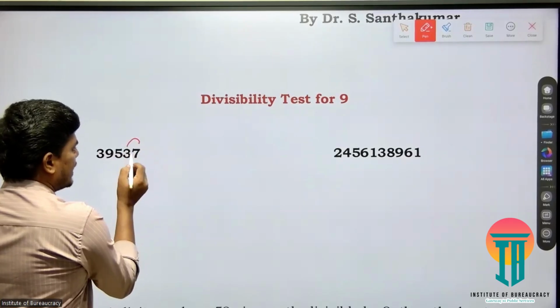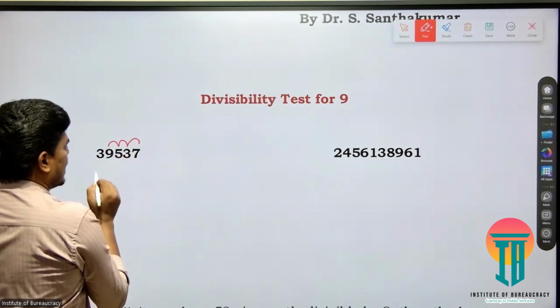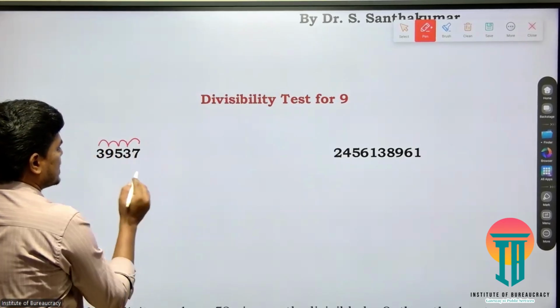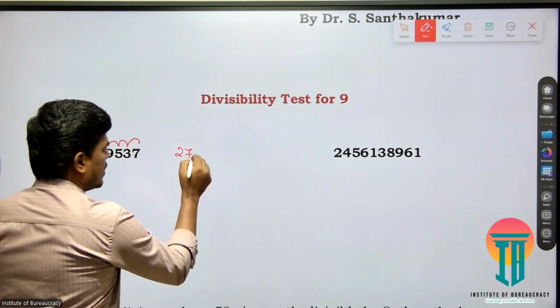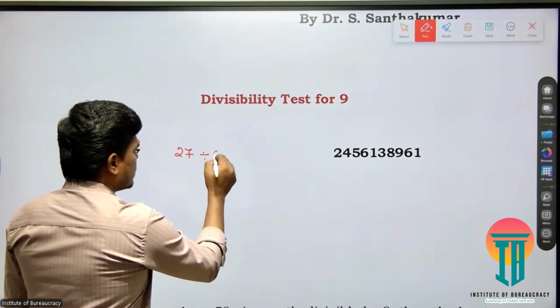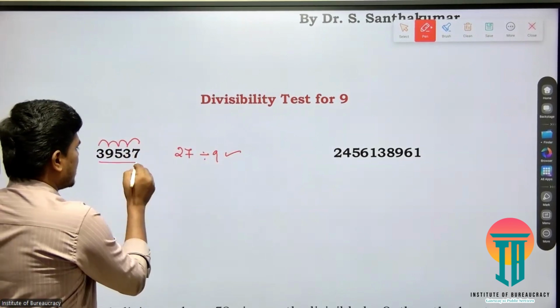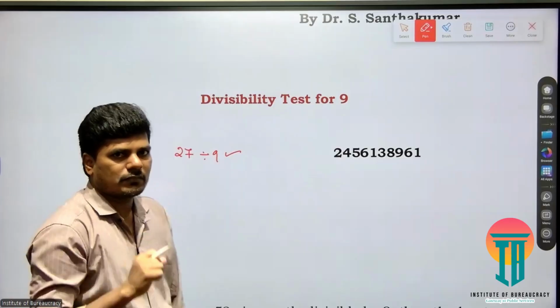It is going to be 7 plus 3, 10, plus 5, 15, plus 9, 24. 24 plus 3, it is going to be 27. The sum of the digits is 27. This 27 is divisible by 9. You can divide 27 by 9. Therefore, this number is also divisible by 9.